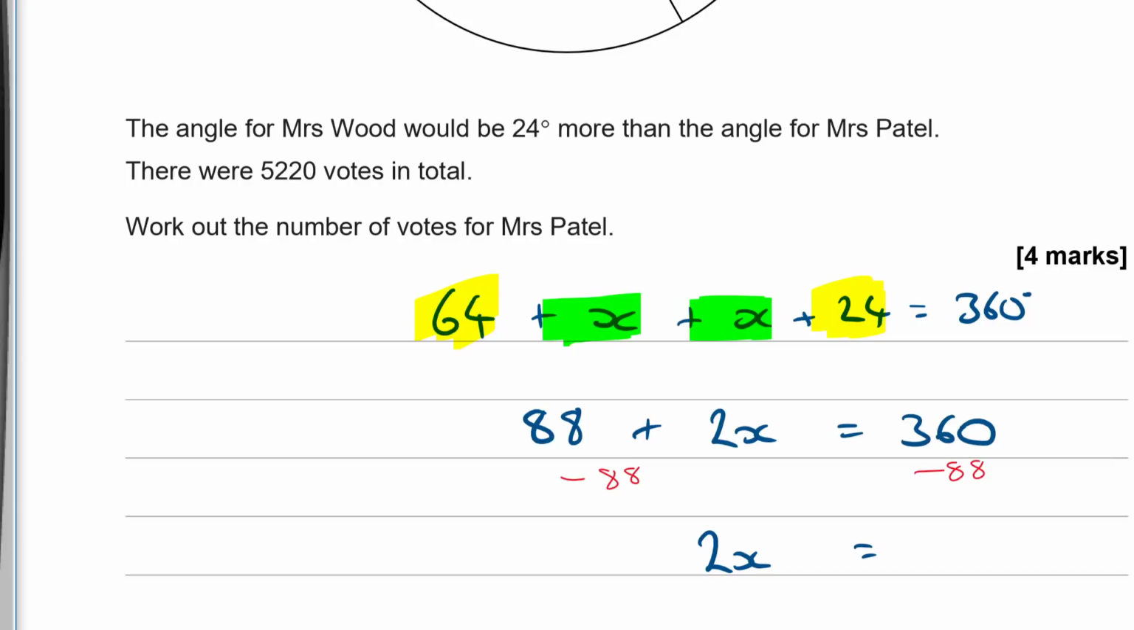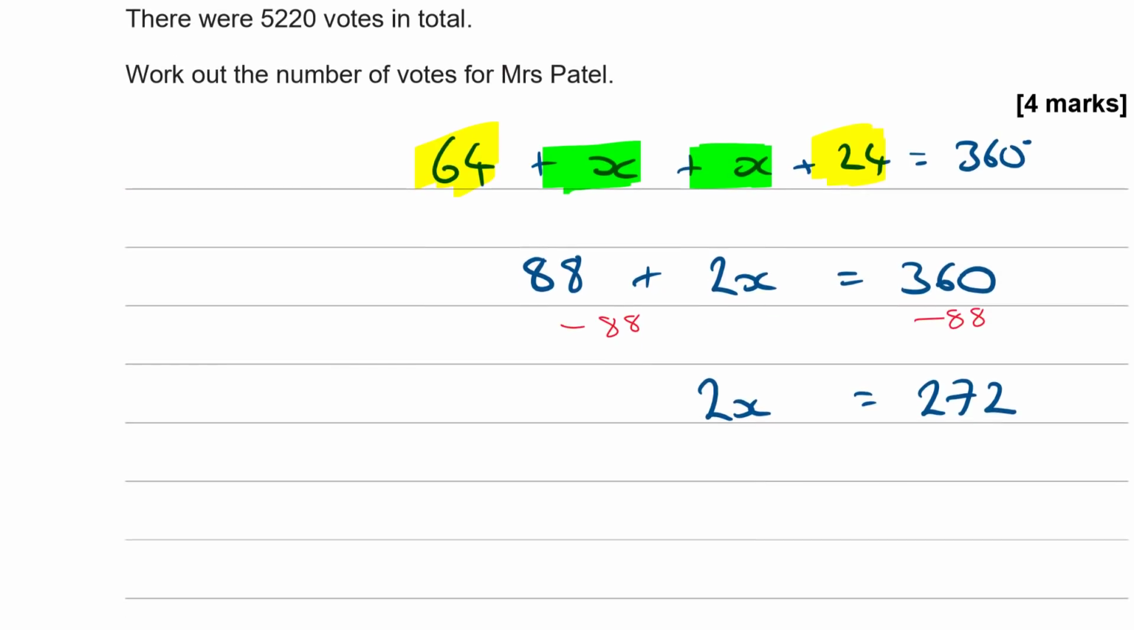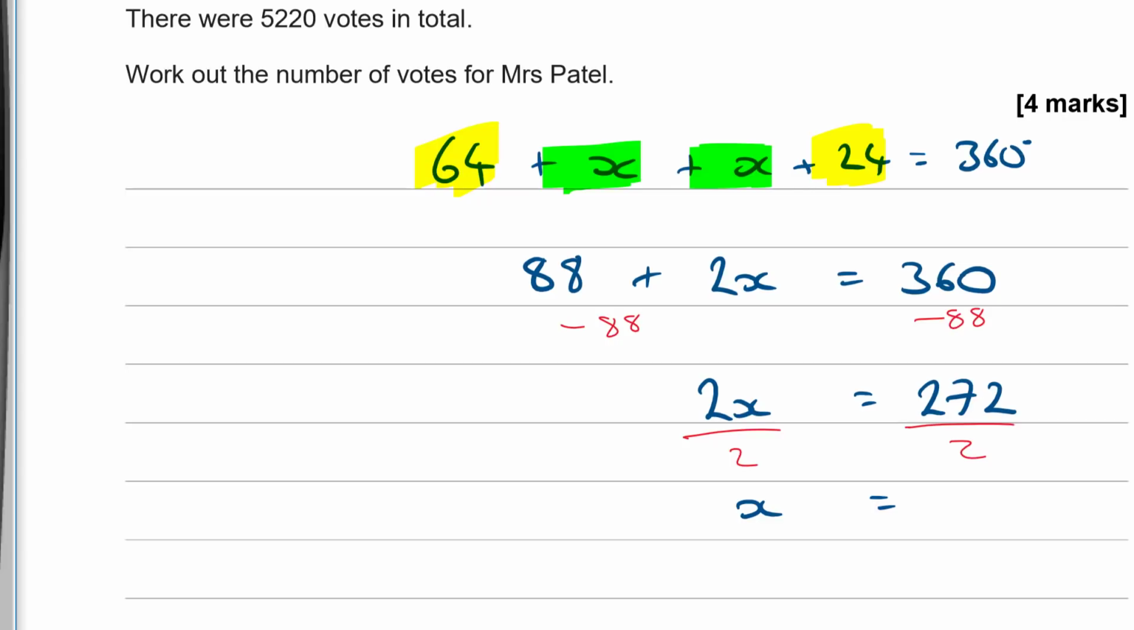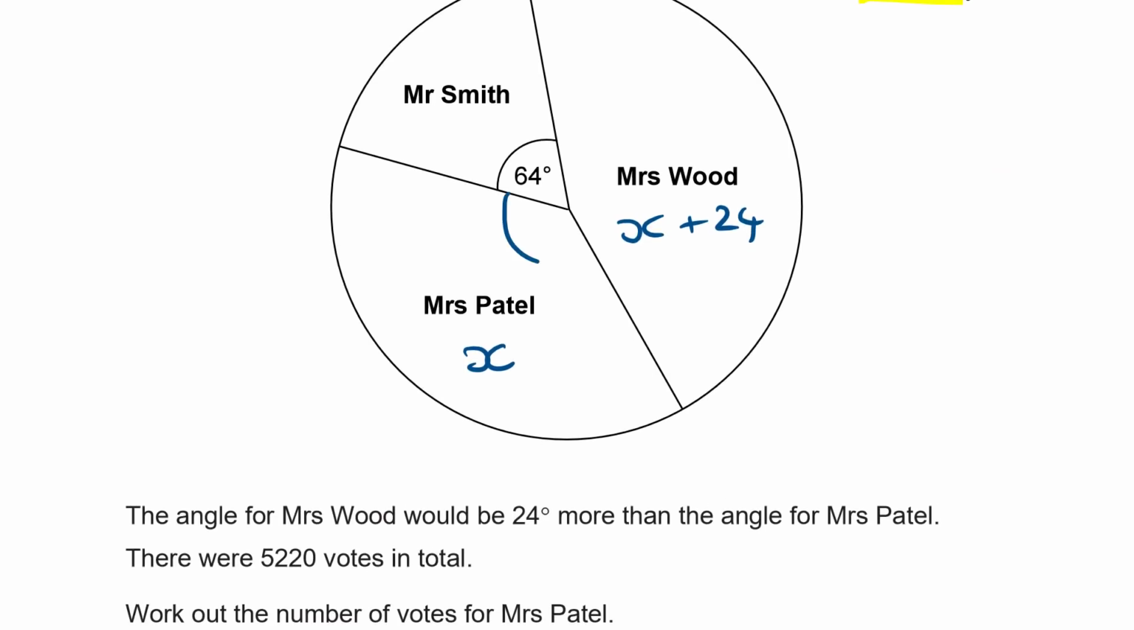Just going to do that on my calculator. No point in risking making an error. So that's 272. And then to find x, I'm going to have to divide by 2 then, aren't I? Divide by 2, divide by 2. So then x is going to be 272 divided by 2, 136. That means that angle there is 136 degrees, and then Mrs. Wood's is going to be 24 more than that. That's going to be 136, 140, 160 then, isn't it? Hers is 160 degrees.